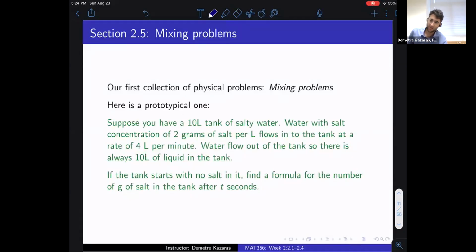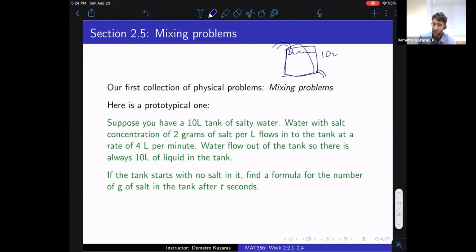Depending on what lecture you're in, I was able to read this statement or not. Here is the sort of problem that we'll be looking at in this section. Suppose you've got a tank of water and you have some water flowing into it. It contains 10 liters of water, say. You have some water flowing into it and some water flowing out of it. So in this situation, the tank is 10 liters.